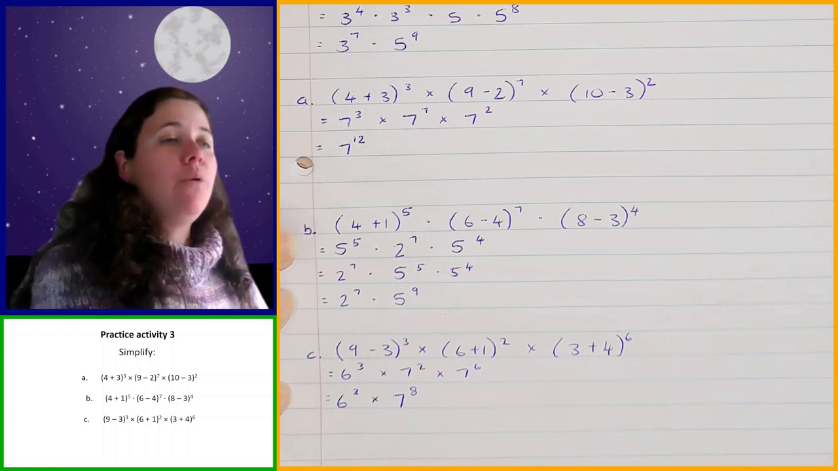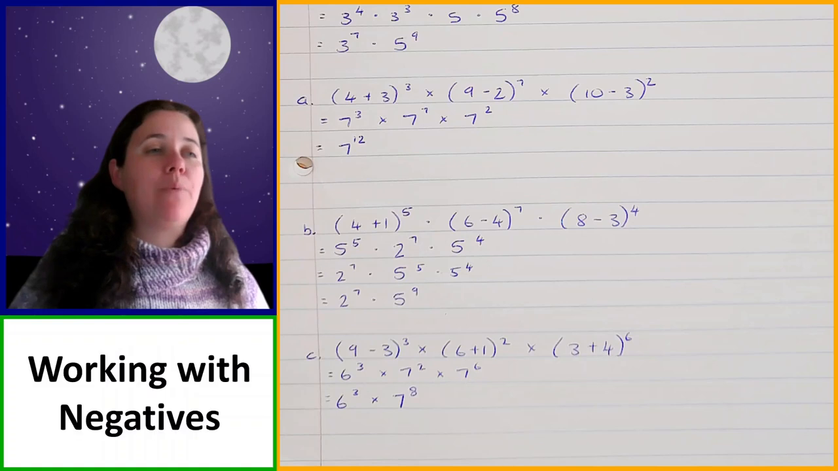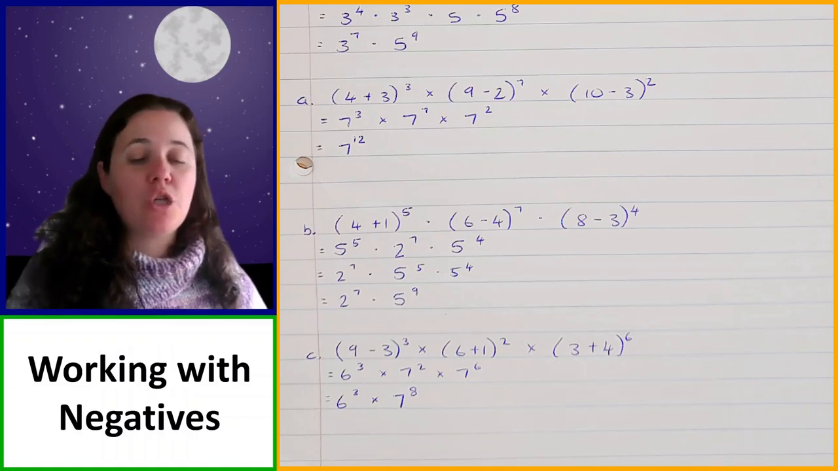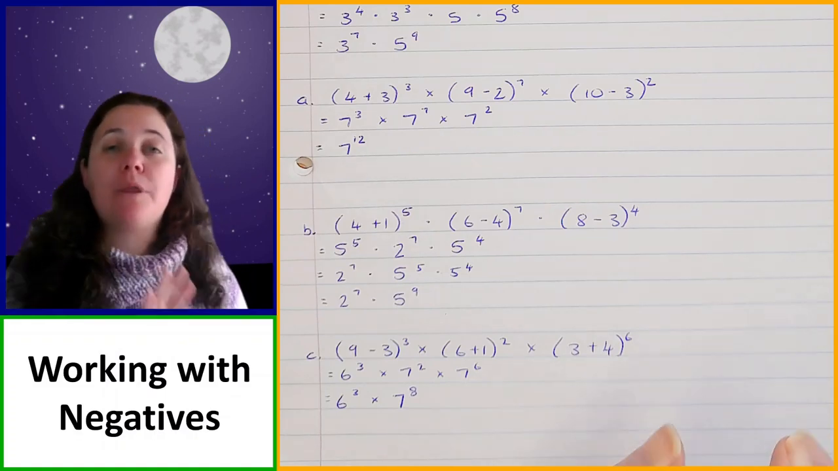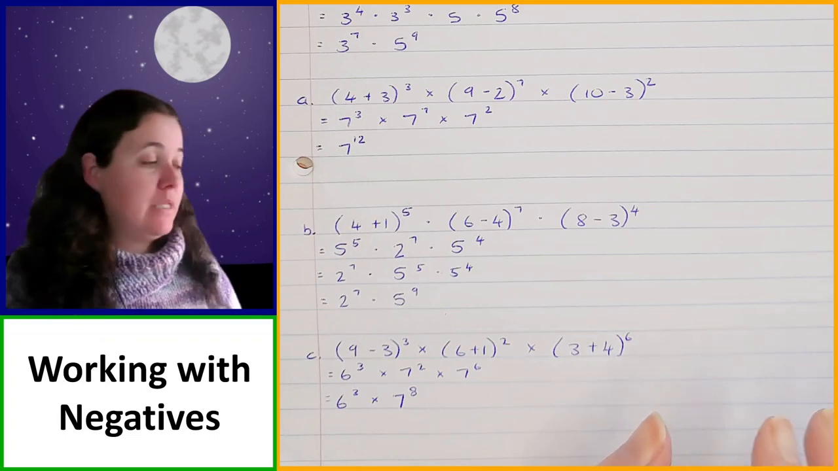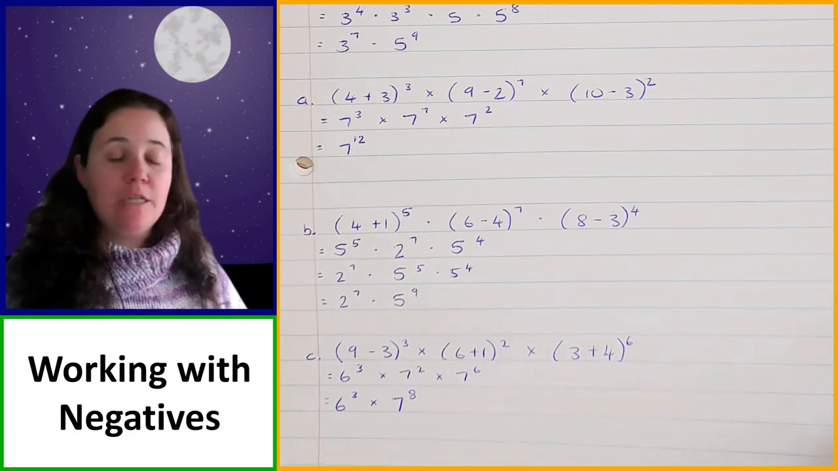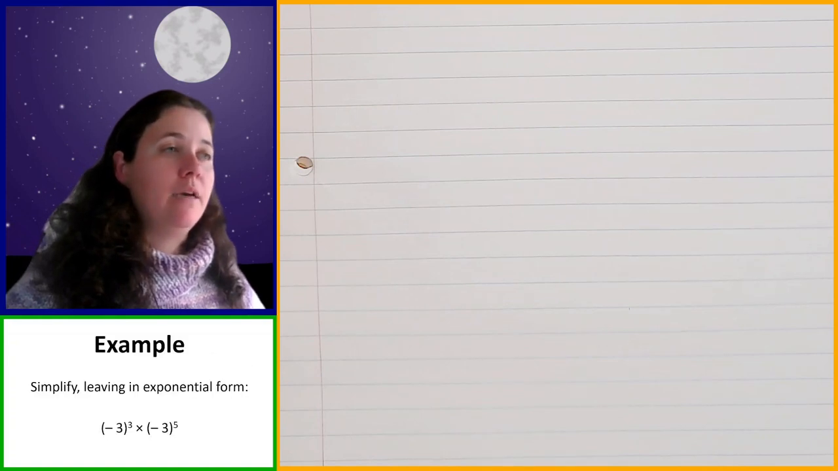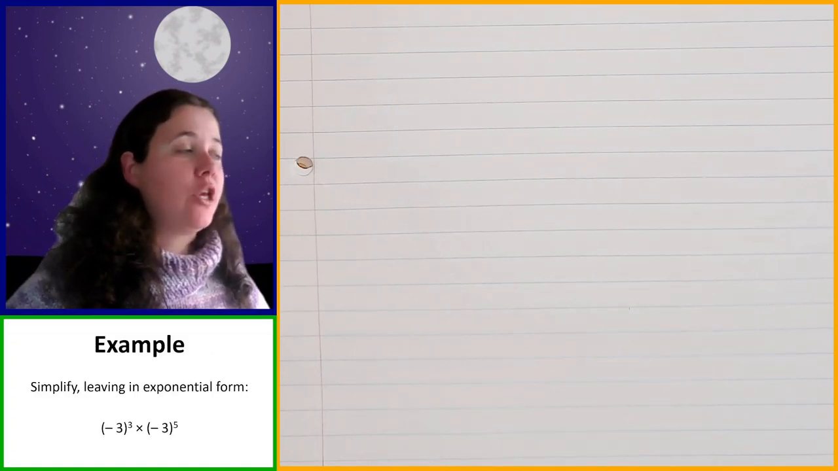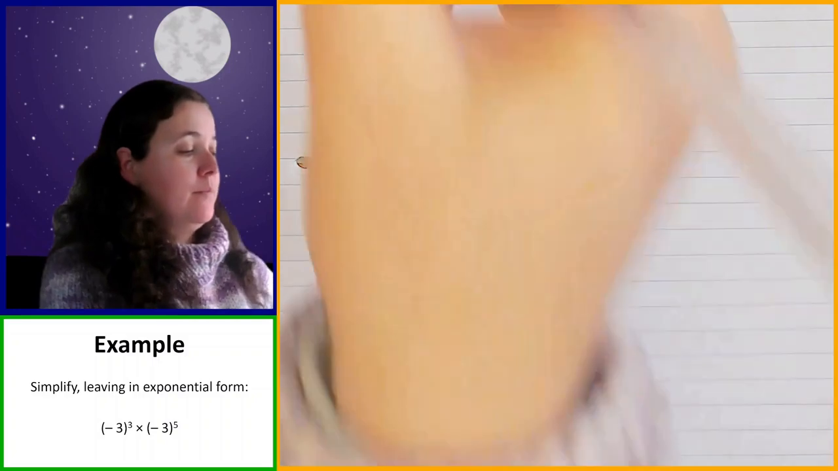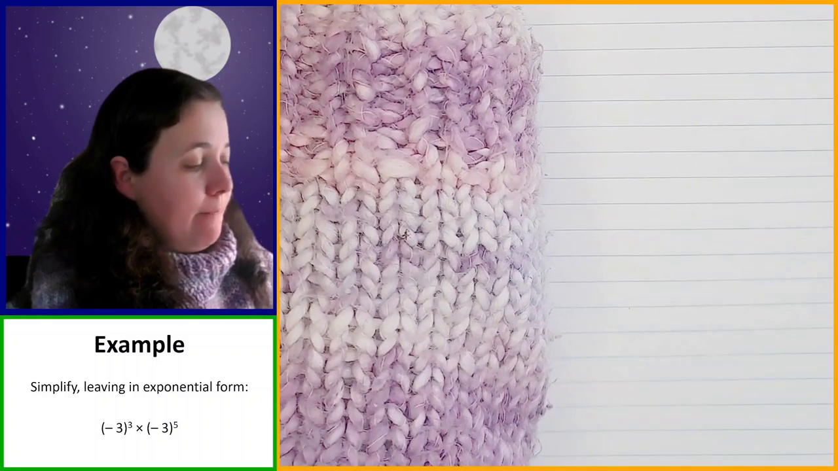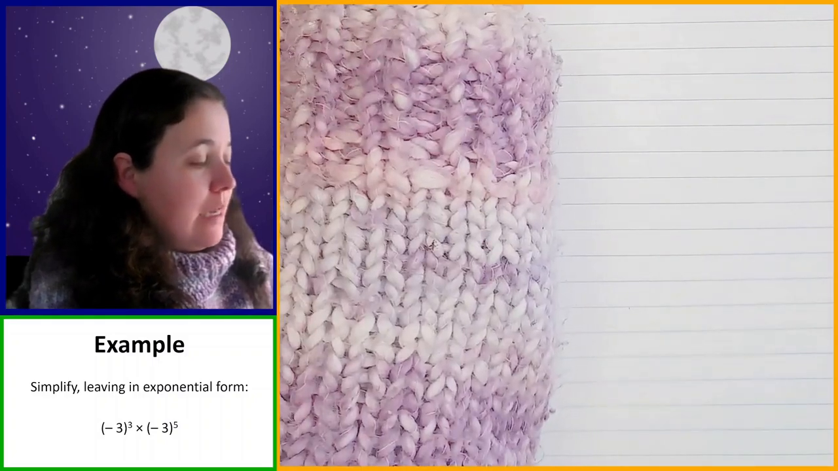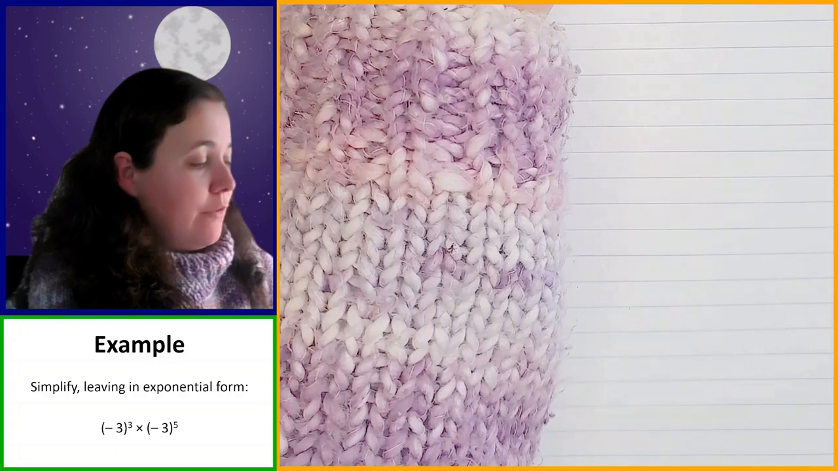Okay, now we're going to look at what happens when we have negatives, so where you have exponents, but the bases are negative numbers. Okay, so in our first example over here, we've got negative 3 cubed times negative 3 to the power of 5.